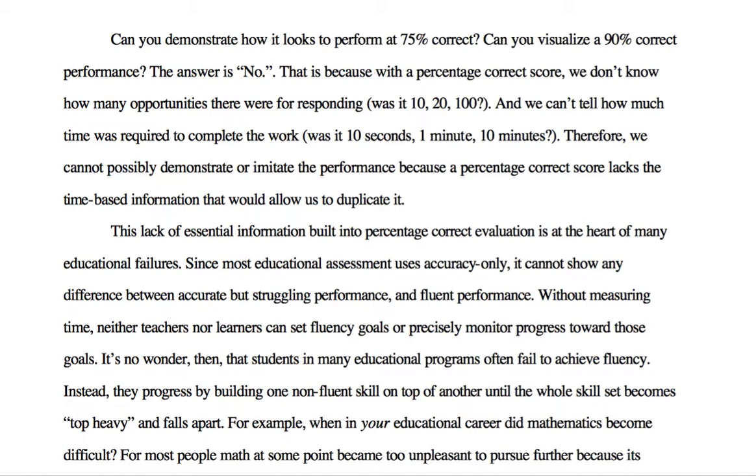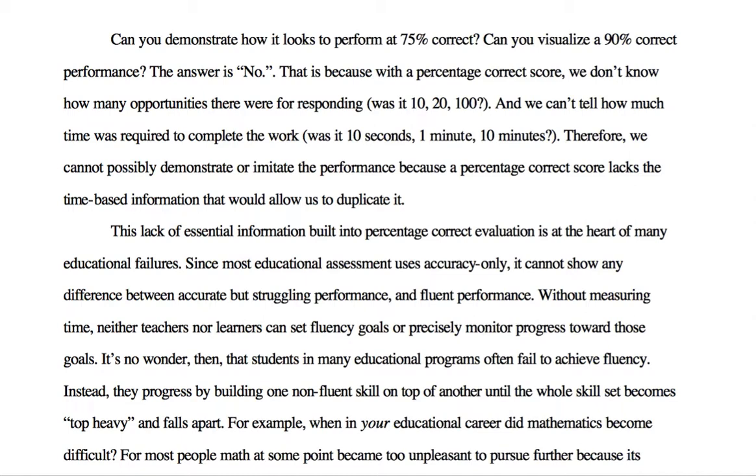Can you demonstrate how it looks to perform at 75% correct? Can you visualize a 90% correct performance? The answer is no. That is because with a percentage correct score, we don't know how many opportunities there were for responding. Was it 10, 20, 100? And we can't tell how much time was required to complete the work. Was it 10 seconds, 1 minute, 10 minutes?